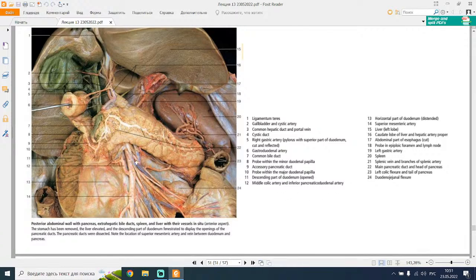Now you see arteria mesenterica superior and its branches: arteria colica media, jejunales, ileum.